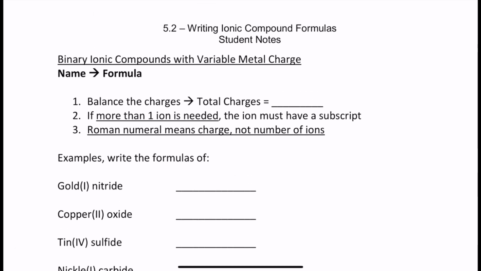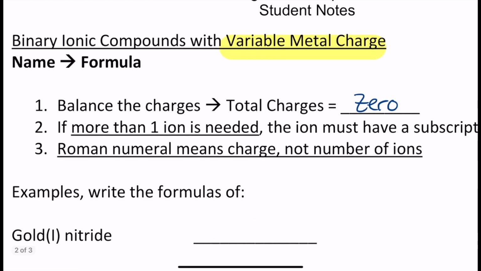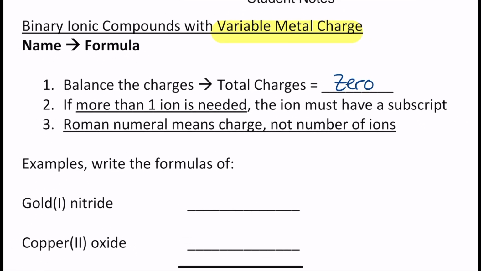What's really nice about this next section, when you have variable metal charges, is that as long as you know the symbol of that metal, the name gives you the charge. So just like before, whenever we're thinking of the charges, the total charges do have to add up to 0. And if you need more than one ion, then use a subscript to say how many there are, a small number in the bottom right.